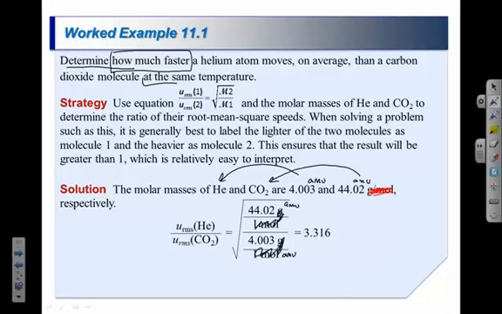So I take the lighter substance. That means its mass goes on the bottom on the other side. The heavier substance on the bottom on the left, its mass is going to be on the top on the right-hand side. Right, so I'm just plugging into this formula. Put these numbers in my calculator, divide them, take the square root, and I get 3.316. So that means if they're at the same temperature, on average, a helium atom is moving about 3.3 times faster than the average carbon dioxide molecule.